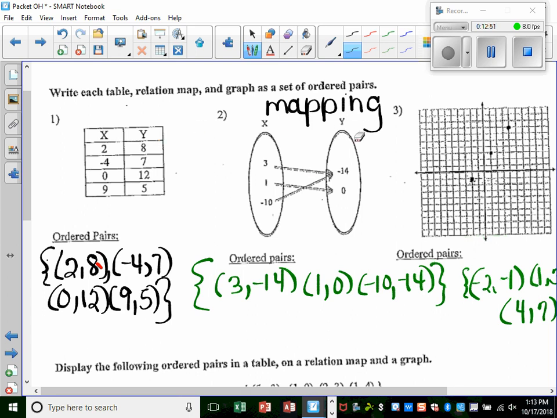They're very easy to see because they're already paired up in the table together. In a mapping, it's not hard to see. You just follow the arrow. 3 pairs up with -14. 1 pairs up with 0. -10 will pair up with -14. So same thing, write them as coordinates.